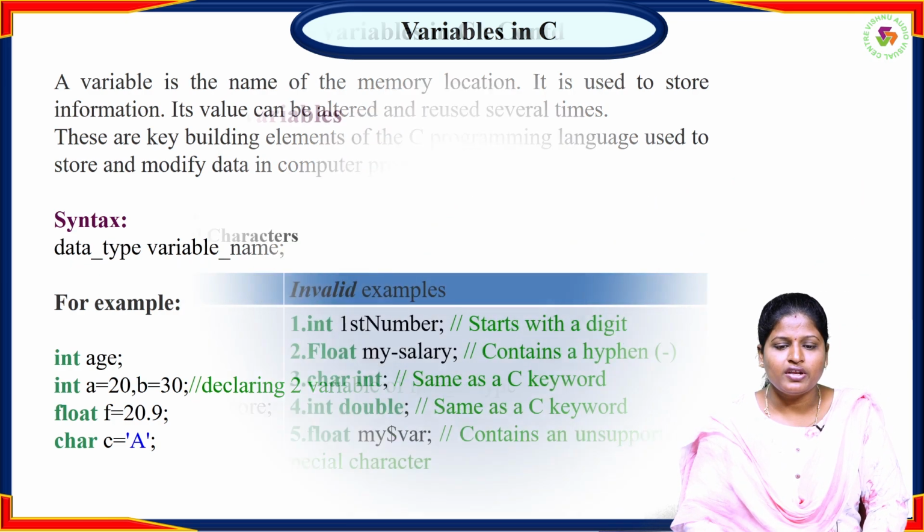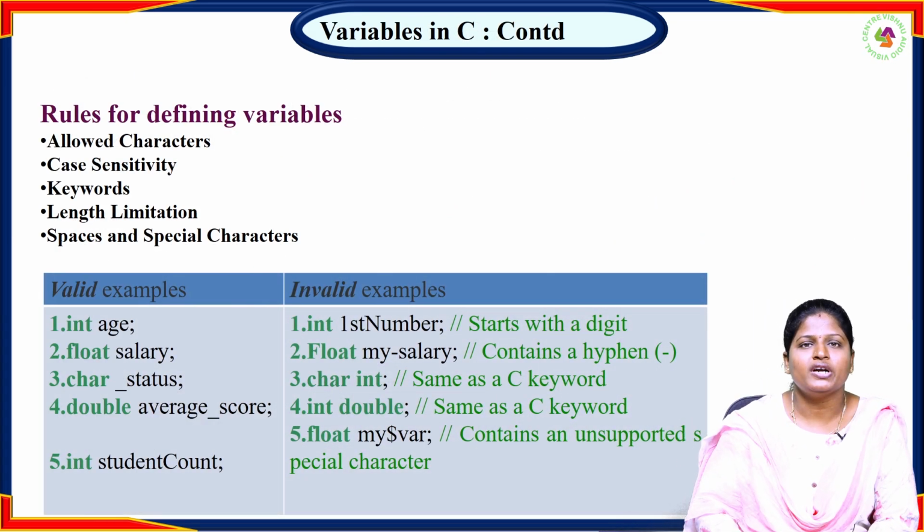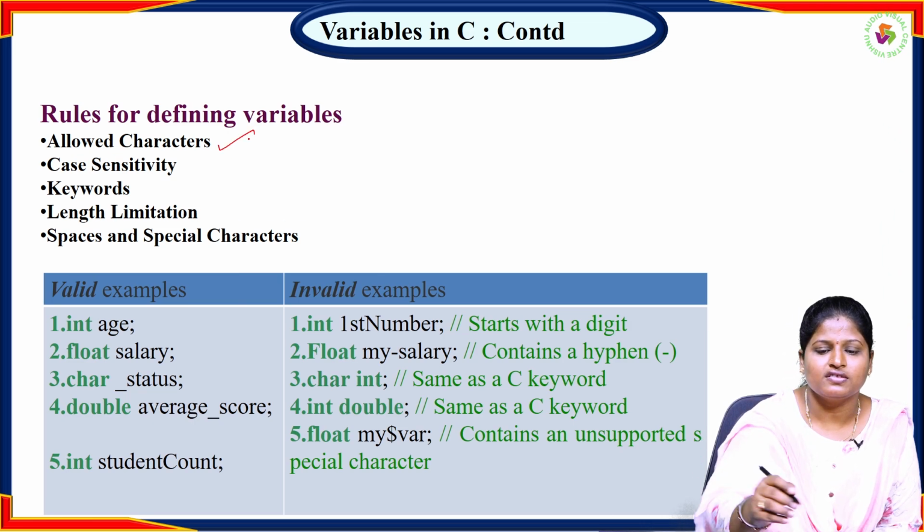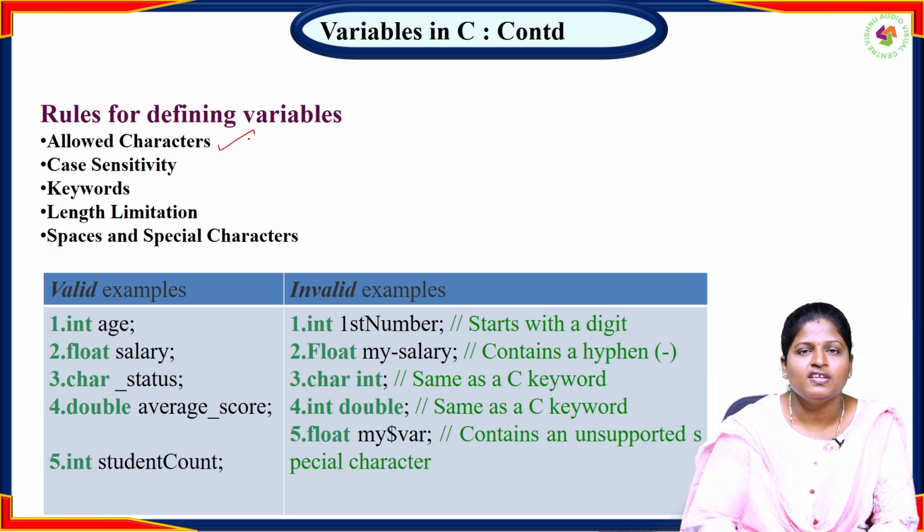Okay, next we have some particular rules for defining the names of variables. The first rule is allowed characters. What is the meaning of allowed characters? It means the variable names can have uppercase letters and lowercase letters. Uppercase letters means capital letters and lowercase letters are nothing but the small letters. That means a variable name can consist of uppercase letters and lowercase letters.